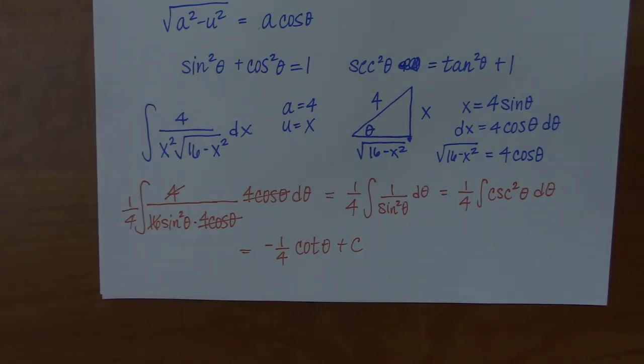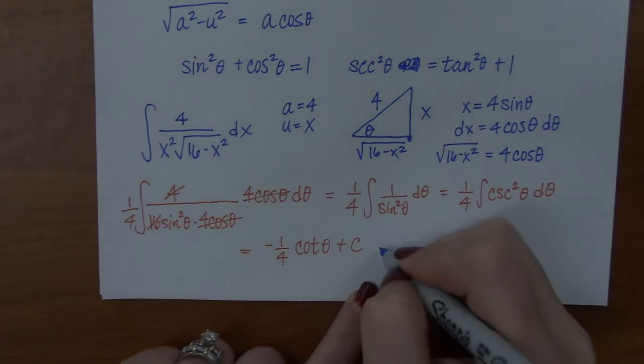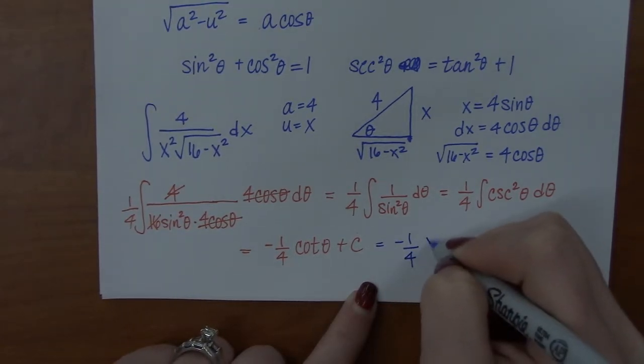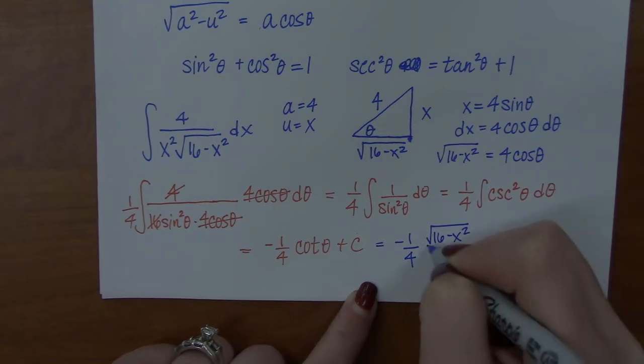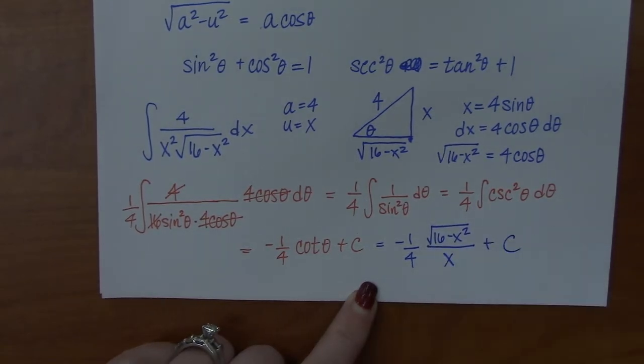But your answer isn't complete because nobody cared about theta. So this is just an intermediary step so we can get through the integration. But your final answer needs to be in terms of x, and this is why you draw the triangle. If you've done your triangle, you can translate any of these trig functions right back into x simply using your triangle. So cotangent is 1 over tangent. So if tangent is opposite over adjacent, then cotangent is adjacent over opposite. So your final answer just ends up being negative 1/4. The adjacent side to theta was the radical, and the opposite side was x. And so there's the answer to the original problem.